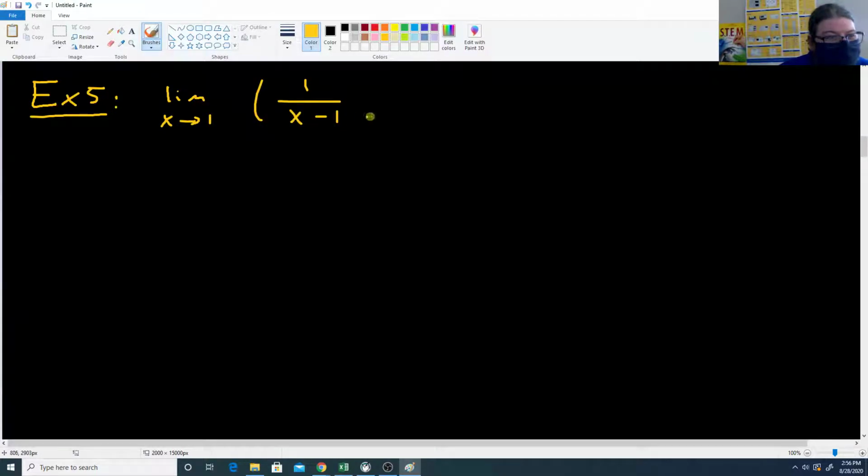So we're looking at example 5 next. And example 5 wants us to figure out what's the limit as x approaches 1 of 1 over x minus 1 minus 2 over x squared minus 1. We put 1 in. 1's going to cause division by 0, so there'll be an asymptote there, so it'll be approaching infinities there.